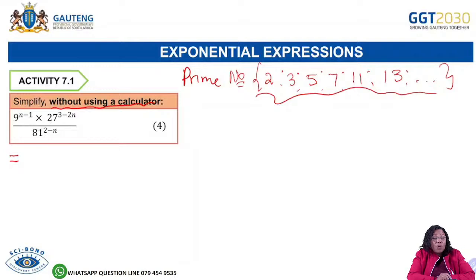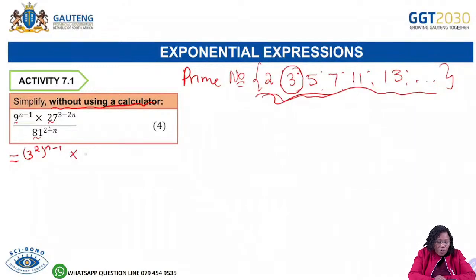So now you look at your base. I'm having 9, then I'm having 27, I'm having 81. And then we said we must use the prime bases. So which base can we use now for 9, 27, and 81? 3 is the most suitable one because we can write 9 as 3 to the power 2.